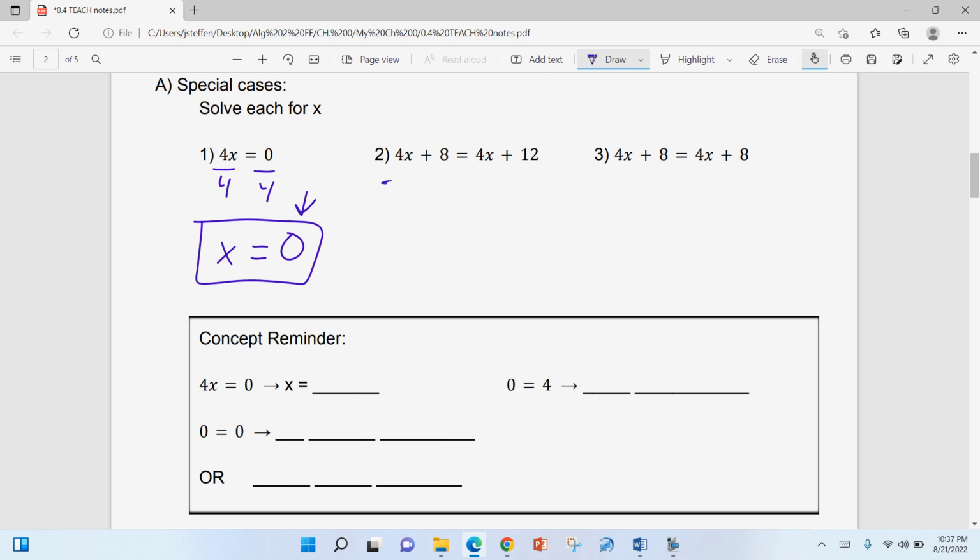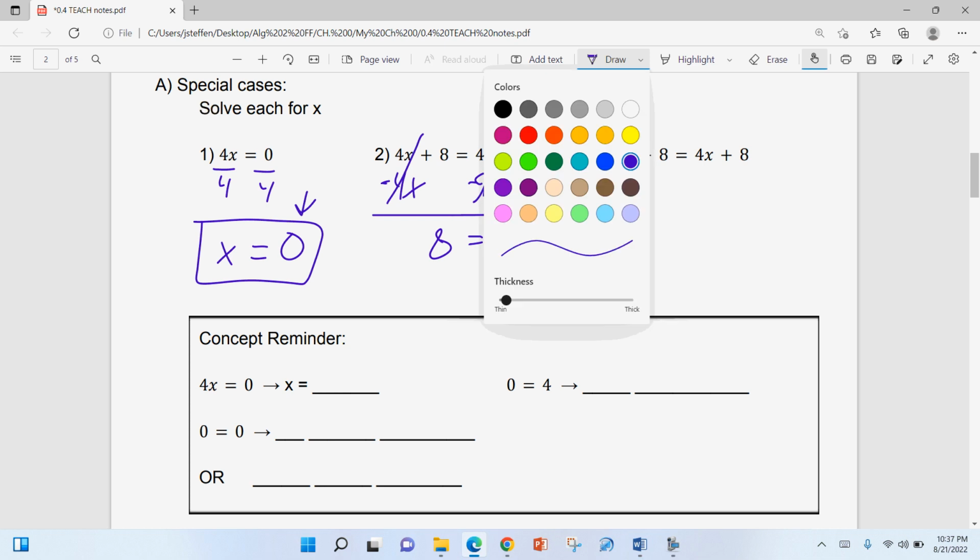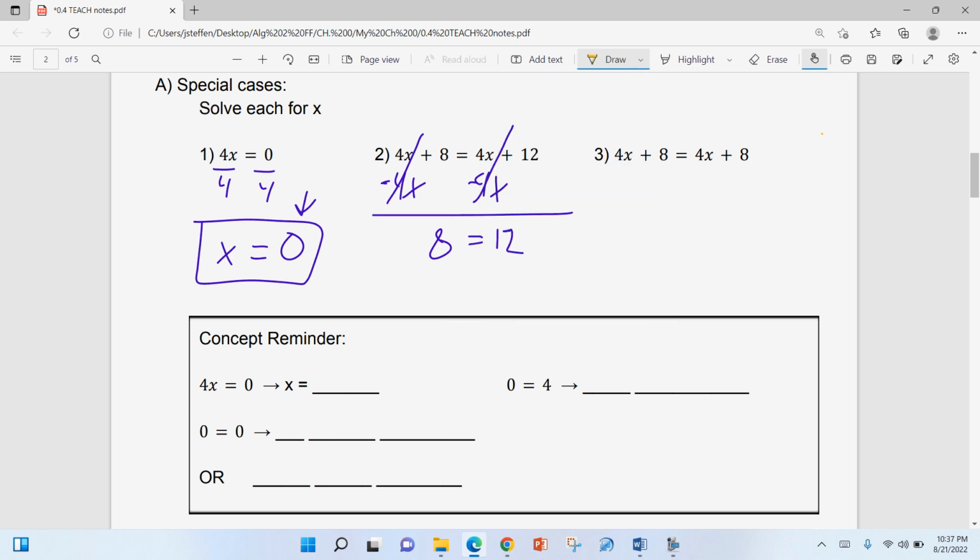This next one, if we subtract the 4x from both sides, it cancels here, and over on the right-hand side, 4x minus 4x also cancels. So all we're left with is 8 is equal to 12. If all of your x's cancel, you have two different options. It's either all real numbers or no solution. The way you decide which one is to look at what you have as your answer and ask, is that true or false? Is 8 equal to 12? Not at all. 8 is not equal to 12. So this one's no solution. It's not all real numbers.